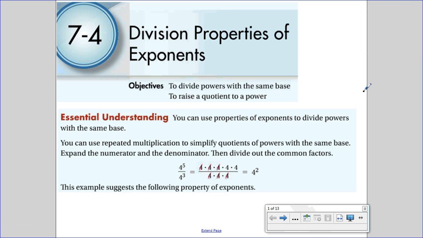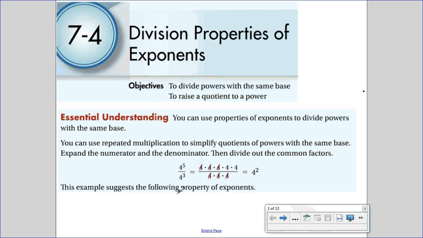Chapter 7, Section 4. So now we're dealing with division properties of exponents. Before, we were dealing with multiplication and when a power is raised to a power, and now we're getting into division. So let's get started.